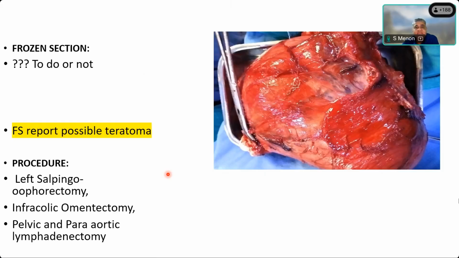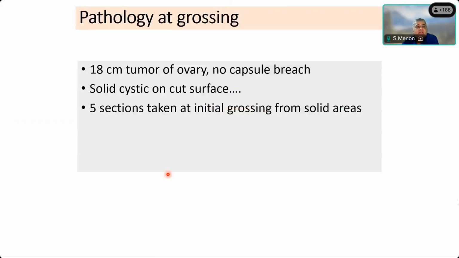So this was on final. This was an 18 centimeter tumor of the ovary. No capsular breach was seen. There was a solid cystic cut surface, and 5 sections were taken at initial grossing from the solid areas.